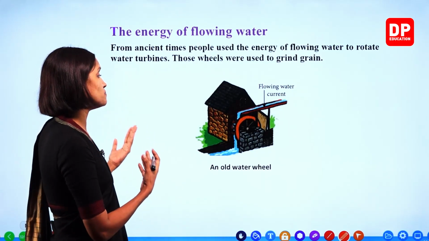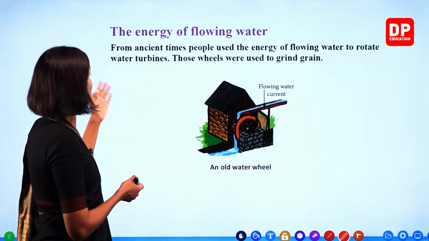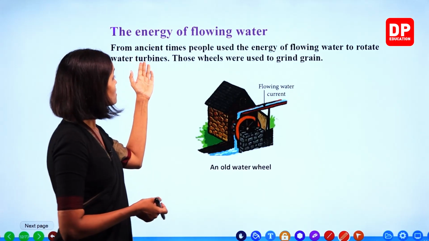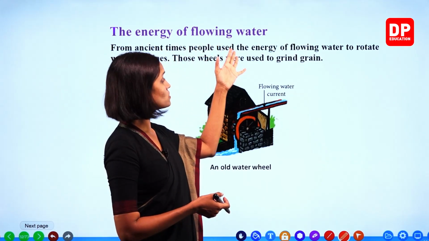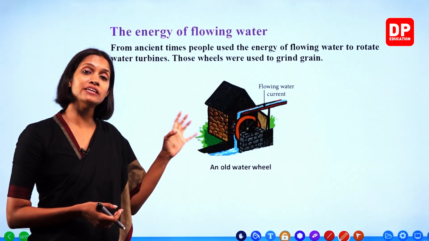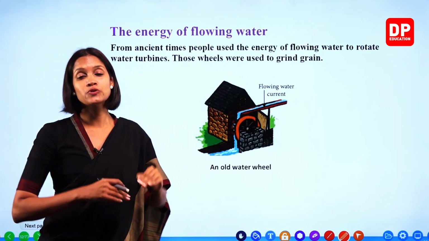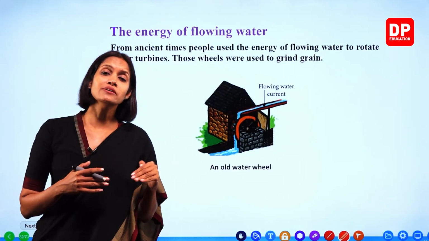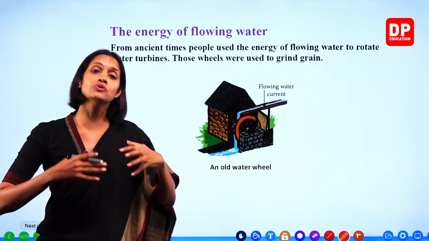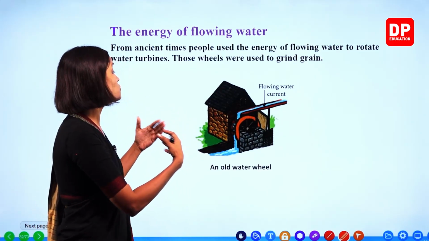But ancient people used the flow of water for a different purpose. From ancient times, people used the energy of flowing water to rotate water wheels. These wheels were used to grind grains. Now remember earlier when we were discussing wind energy, we discussed windmills using wind power to grind grains. In the same way, people used flowing water also to grind grains.